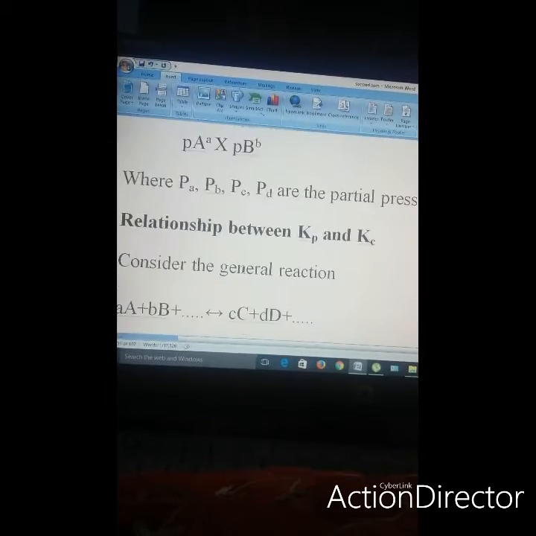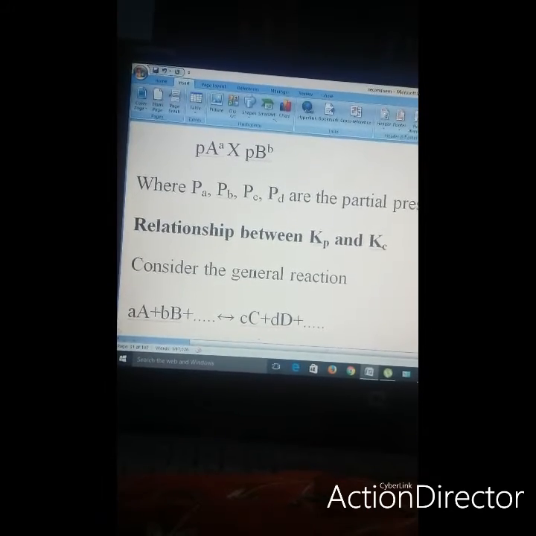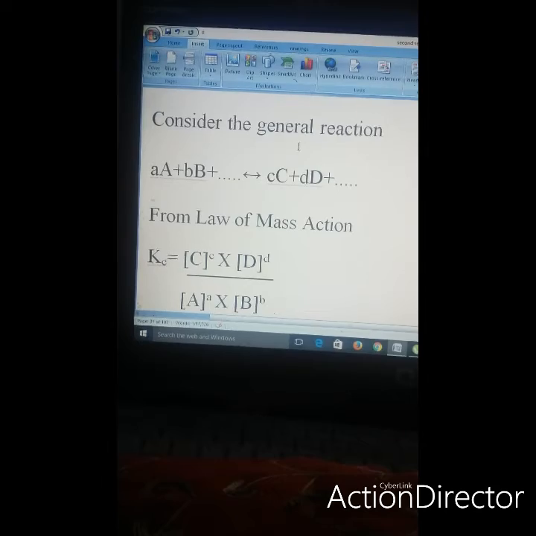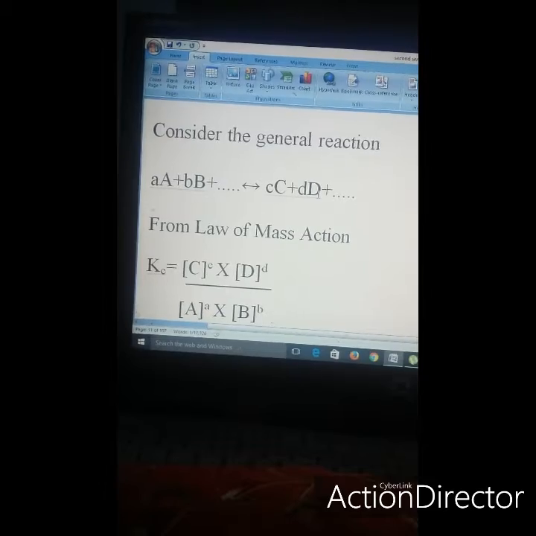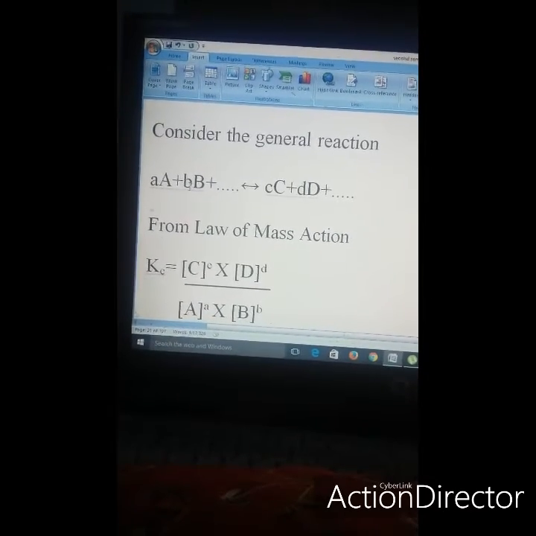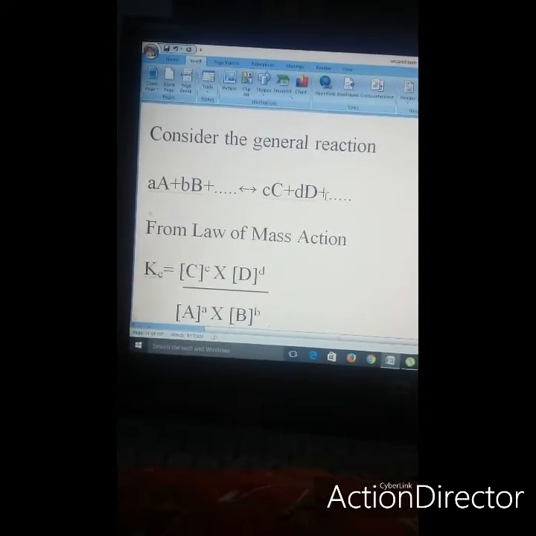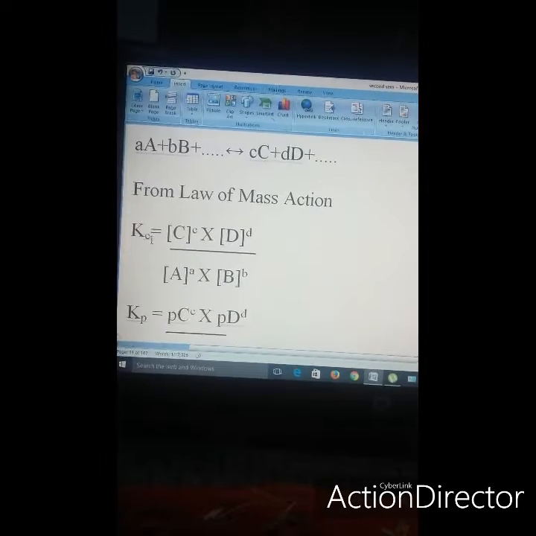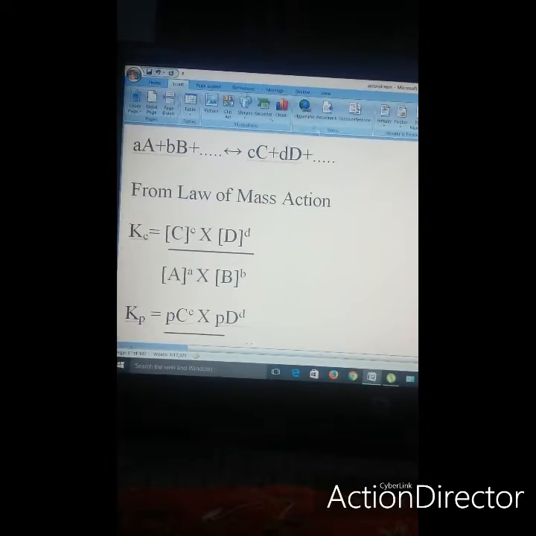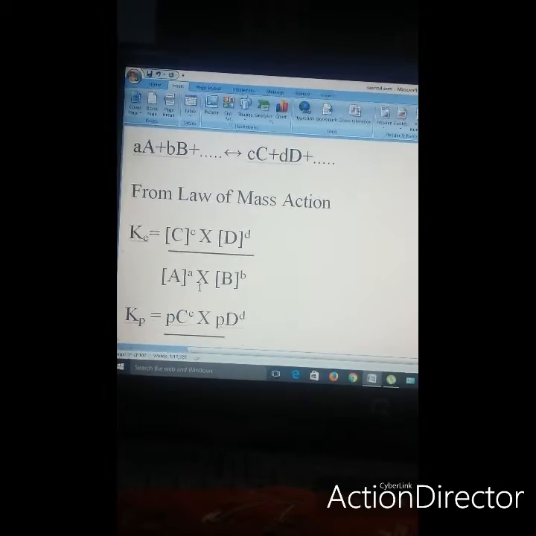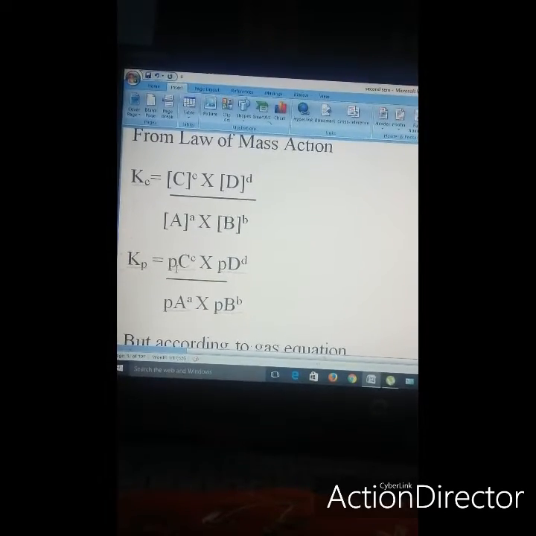Now let us talk about the relationship between Kp and Kc. Consider a reaction in which reactants A and B react to give products C and D. a moles of A react with b moles of B, with double reversible arrows, to give c moles of C and d moles of D. Now from the law of mass action we know Kc, which we have just derived. That will be the concentration of the products over the concentration of the reactants. In terms of partial pressure, it will be the partial pressures.